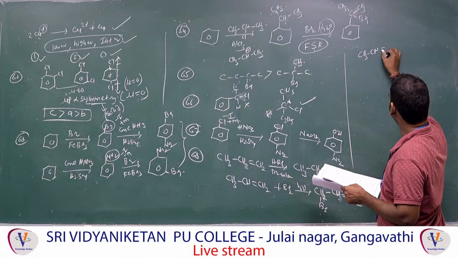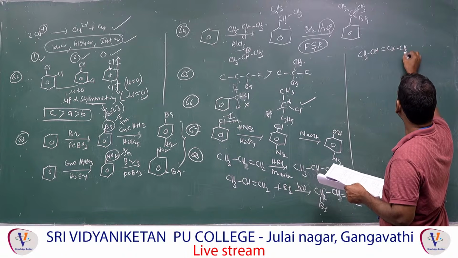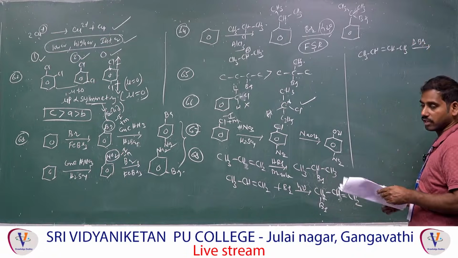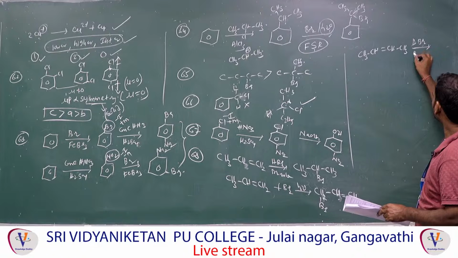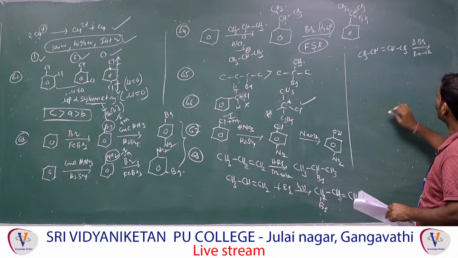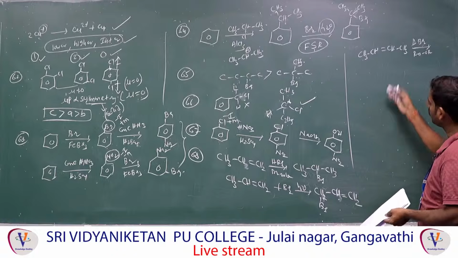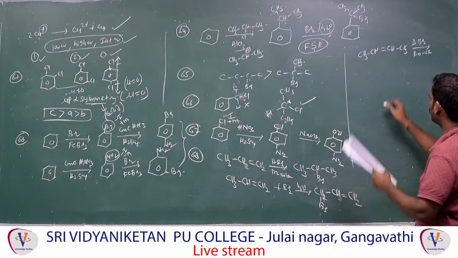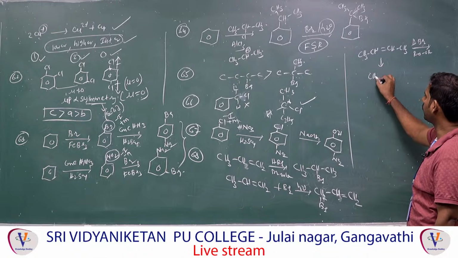CH3, CH double bond CH, CH3 with HBr with peroxide. HBr with peroxide means anti-Markovnikov rule. Here the condition is there, so anti-Markovnikov rule applies. This is a symmetrical alkene, so where you add bromine is your choice. Same, you can add on any side.